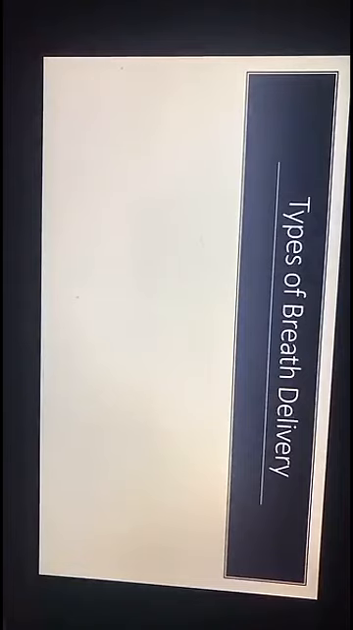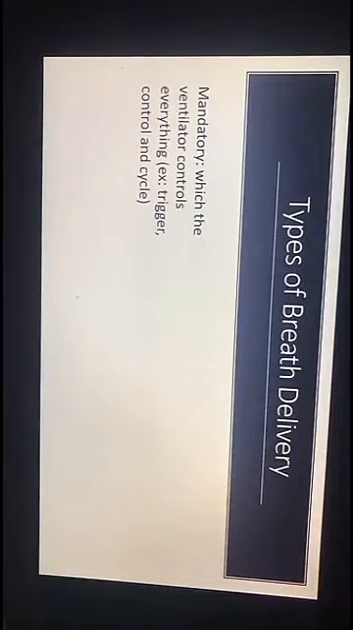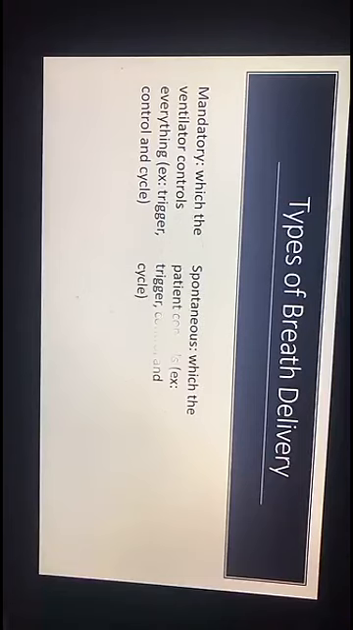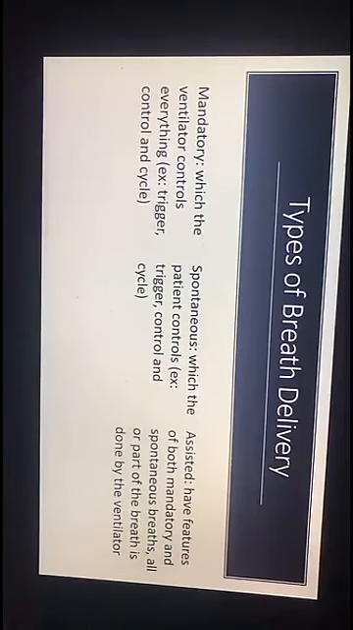Types of breath delivery. Mandatory, in which the ventilator controls everything. Spontaneous, which the patient will control. Assisted, which has features of both mandatory and spontaneous breath. All or part of the breath is done by the ventilator.